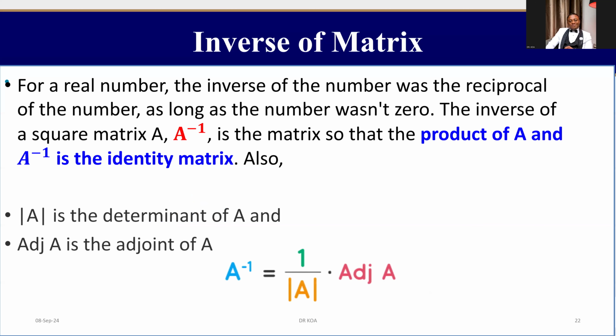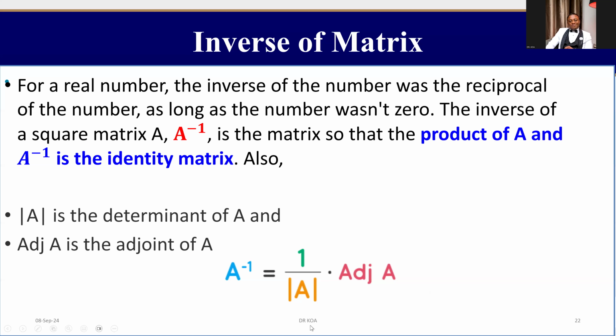Now, this is how you find the inverse of a matrix. Write it down. A to the power negative 1 is equal to 1 over the determinant of A multiplied by the adjoint of A. Ladies and gentlemen, this is important. If you can crack this, you can solve many of the questions.